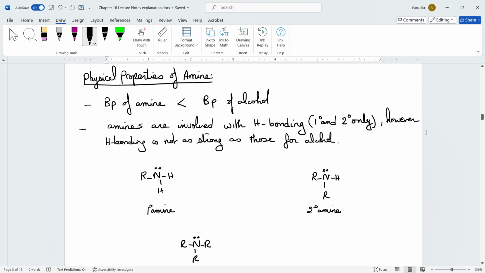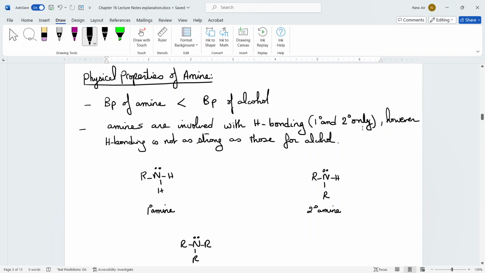For the physical properties of amines, the boiling point of the amine is less than that of the alcohol. The reason why is that alcohols have stronger hydrogen bonding interactions than the amine, and the oxygen in the alcohol is more electronegative than that of the amine. Now, amines are involved in hydrogen bonding, but that is restricted to primary and secondary amines only.